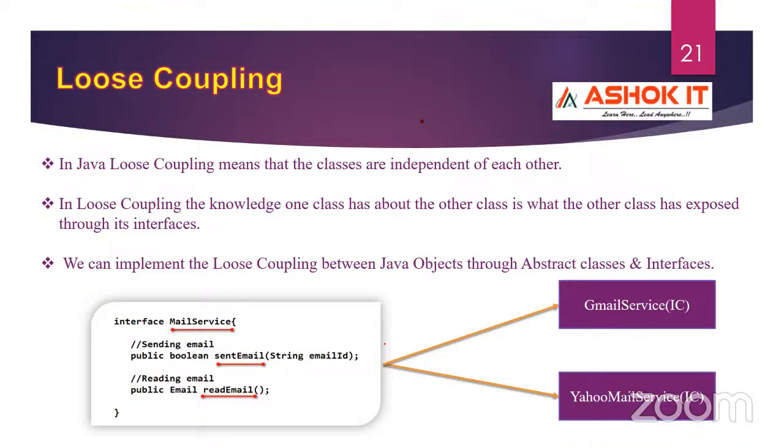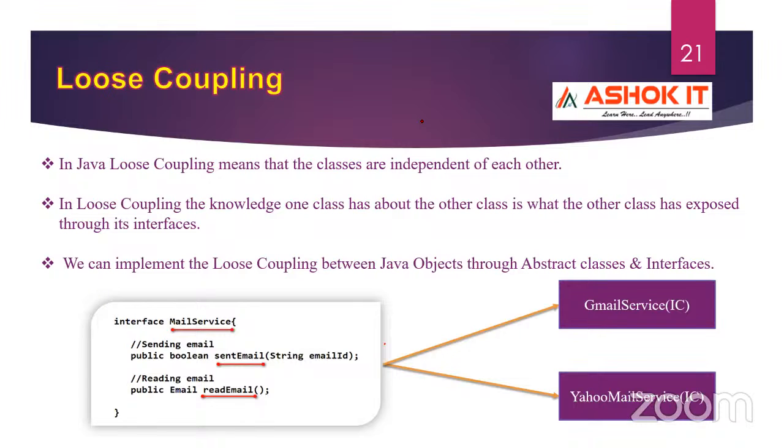So in future, if the client asks us to send an email through Hotmail, definitely you need not touch the interface. You will be creating a new class called what? Hotmail service. That is another implementation class of the mail service interface. In such a case, I do not have to touch the interface again. Is that clear?